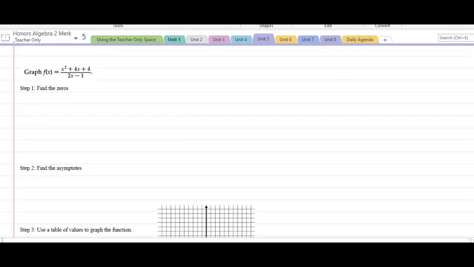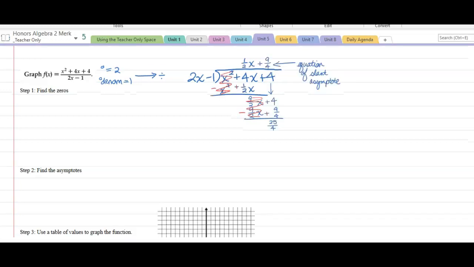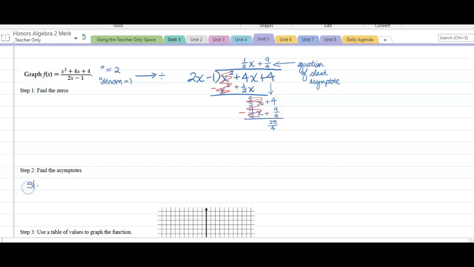Let's try one together. Notice the degree of the numerator is 2, and the degree of the denominator is 1. They're 1 apart, which means we can divide. So we're going to divide 2x minus 1 into the numerator, x squared plus 4x plus 4. Go ahead and pause the video and try that division problem. So it's certainly not the prettiest division problem, but if you use your calculator and work well with the fractions, you will end up with this asymptote. So we're going to put that under step 2. That's our slant asymptote.